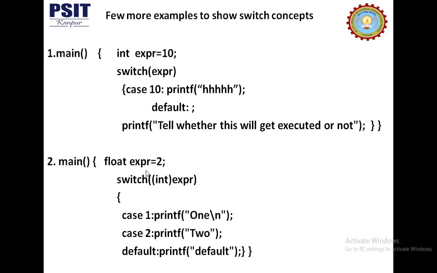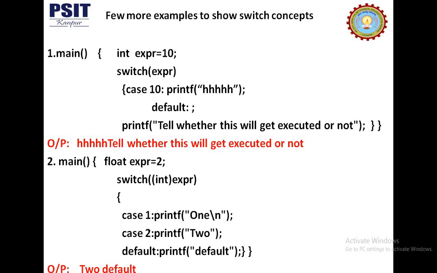So float expr = 2, here int expr. What is this? Explicit typecasting. The float expr has been converted to integer, because there is a restriction that this expression must be an integer, not float or double. So now it is converted from 2.0 to 2. Now 2 matches 2, so 2 will be printed and default will be printed because there is no break. So the first output is this, the second output is this.